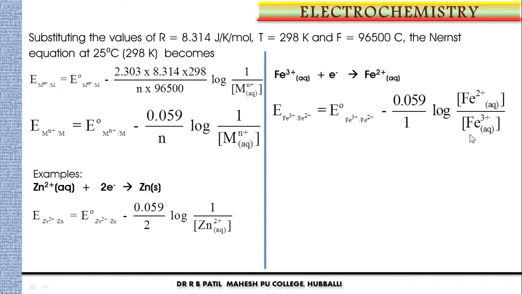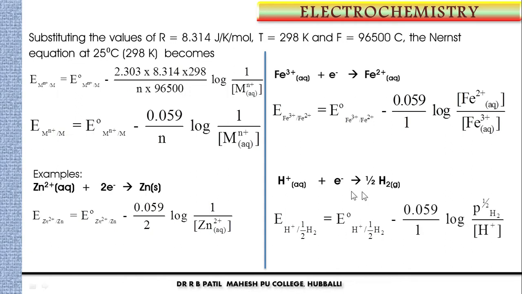So after log what should we write? Remember, always molar concentration of product ion divided by molar concentration of reactant ion. Only solids we should not consider. We have to consider gas, and we have to consider molar concentration of ions. Now let us take one more example and learn how to write the Nernst equation.